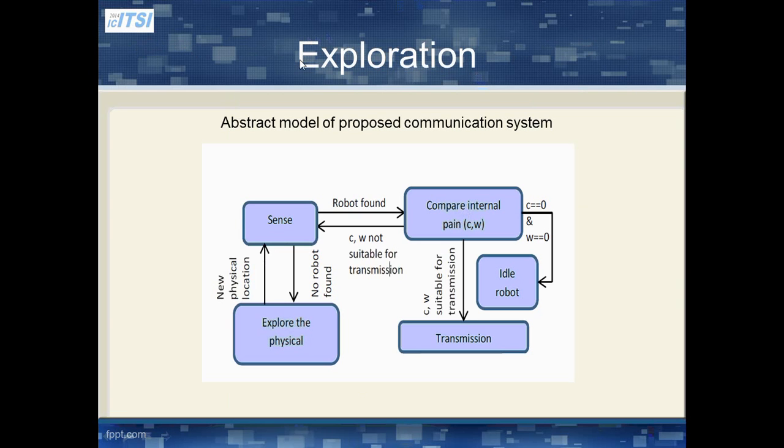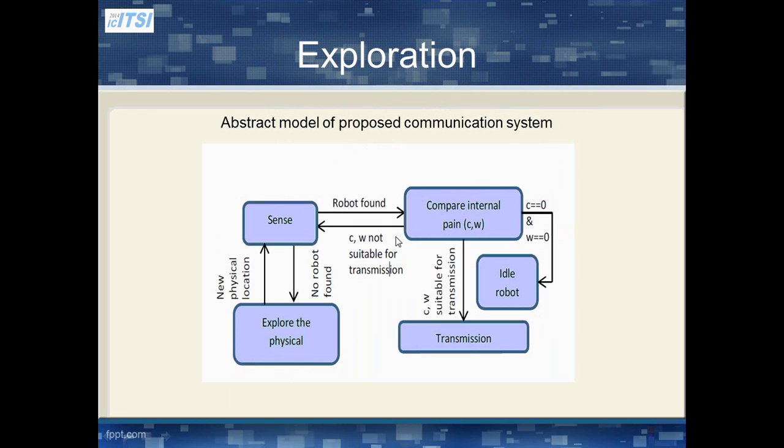Now for the exploration part, here is the abstract model of our proposed communication system. First of all, the robot senses the environment. If another robot is found which has its pain lower than the transmitting robot, then the transmission is done and the message is sent.